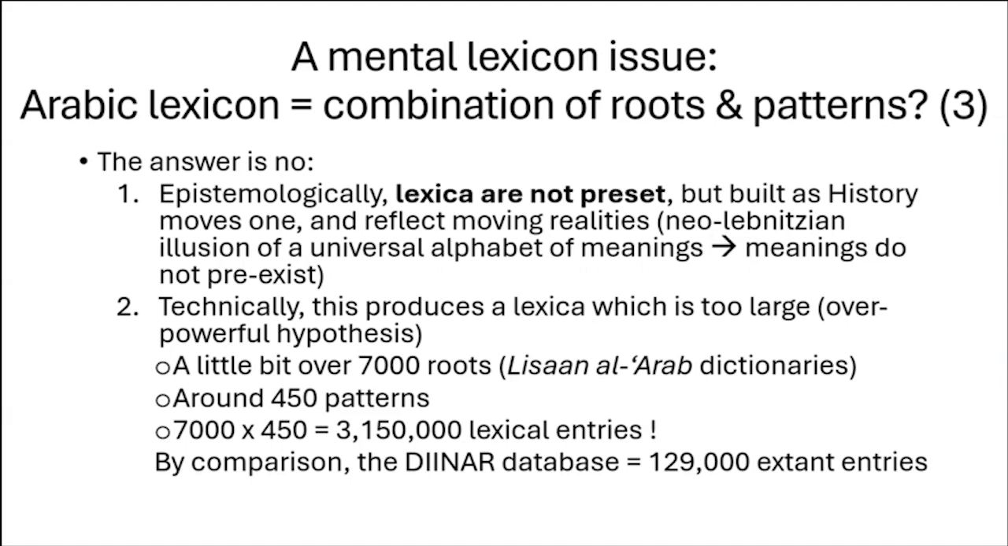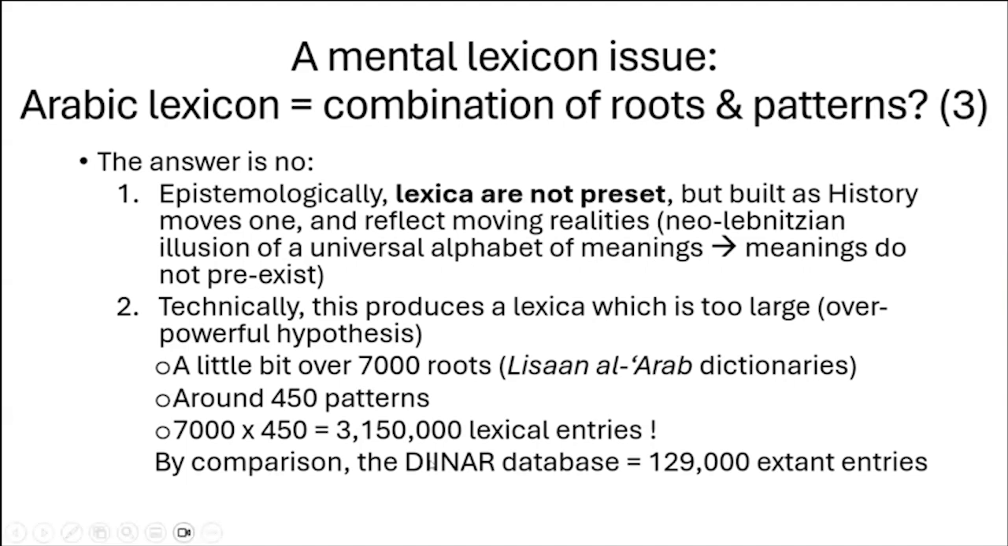So today we have a telephone, but we have a mobile telephone, and mobile is now a new Arabic word. So epistemologically, it doesn't work. You can't combine roots and patterns. And then technically, you produce a lexicon which is overpowerful. 7,000 roots in the Lisan al-Arab dictionary, without an S, around 450 patterns. Then you get 3,150,000 lexical entries, which is much more than can be supported by any language.